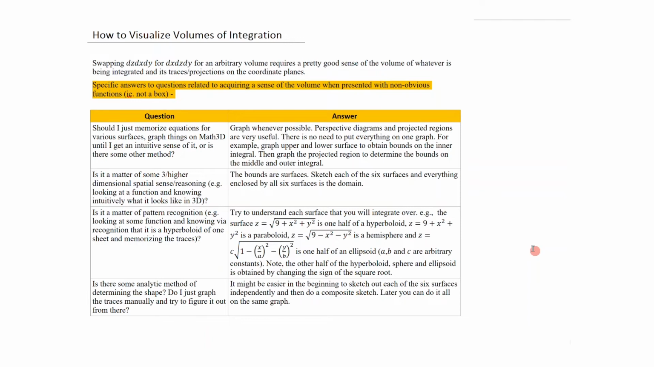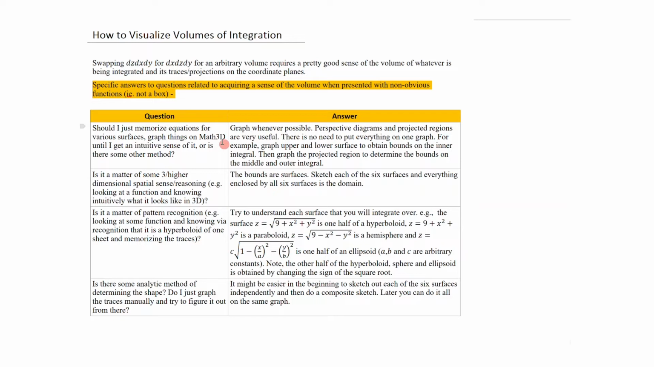All right, so one question that quite often comes up is how to visualize volumes of integration. For example, swapping dz dx dy for dx dz dy for an arbitrary volume requires a pretty good sense of the volume of whatever is being integrated and its traces and projections on the coordinate planes. These are questions that have come up in the past, related to acquiring a sense of the volume when presented with non-obvious functions, i.e. not a box-like structure.